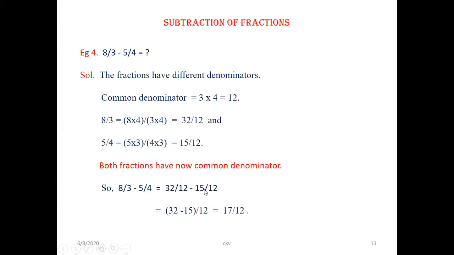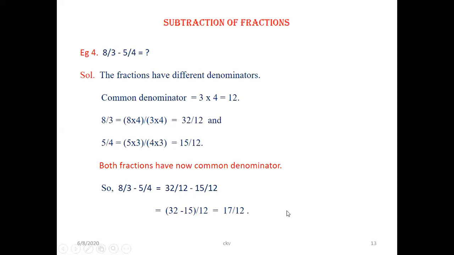By subtracting the numerators, you will get the difference of the fractions. So 32 minus 15, you have to put in the numerator, divided by whatever you have in common in the denominator. Because these two fractions have the same denominator, it is very easy for you to write the difference of these two fractions. So 32 minus 15 is 17. So the value of the difference of these two fractions is equal to 17 by 12.